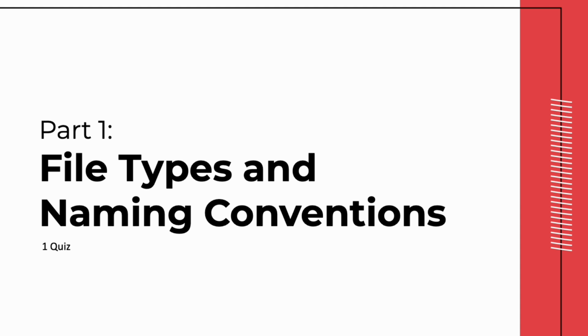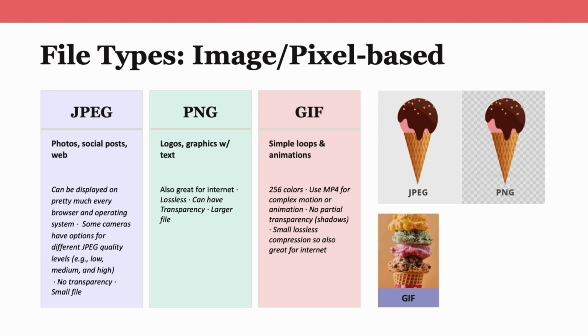In part one, we'll be looking at file types and naming conventions. Let's begin with image files. JPEG is your most common image format. It's excellent for photographs and social media content because it creates relatively small files. PNG is often used for logos, graphics, and anything that requires transparency.